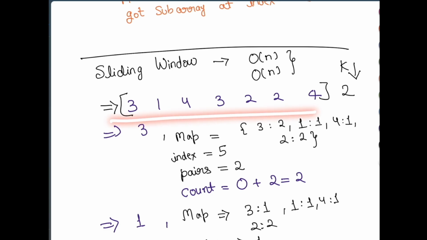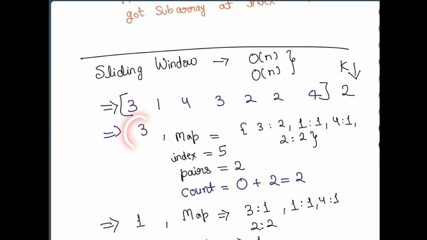This is your array, and the value of k is 2. What you are going to do is the same thing: start from each index and check how many subarrays I can form, if I start at 3, or at 1, or at 4. When I start at 3, I am going to store the mapping, that is the count of each element I have seen, till the point I get at least k pairs, that is 2 pairs in this case.